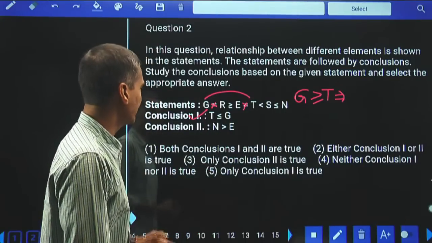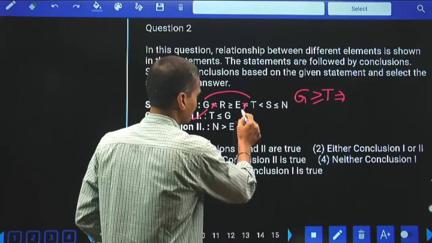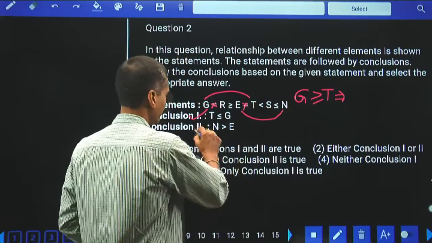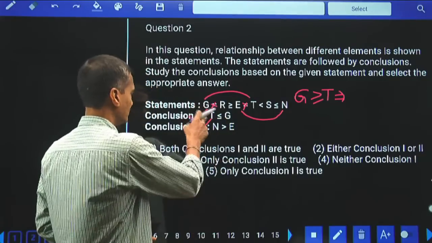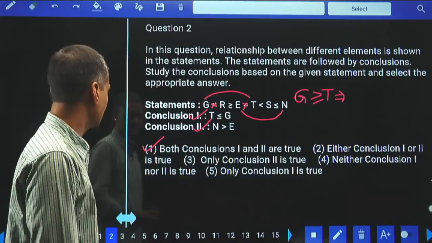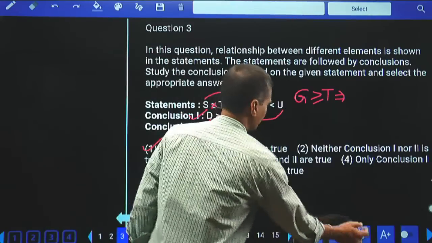Then coming to the second, N and E. Now E is here, N is here. Between E and N, tell me which symbol is common. Lesser. E lesser than N is true. N greater than E is true. Hence both the conclusions are true. Both 1 and 2. That is given choice 1. Question number 2, choice 1. Then coming to question number 3.